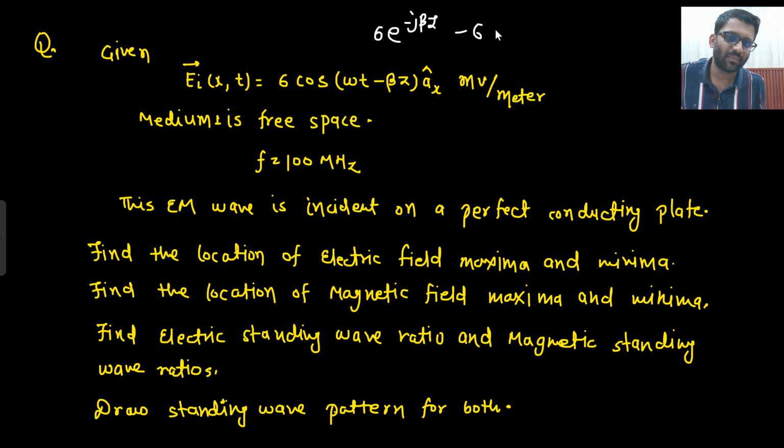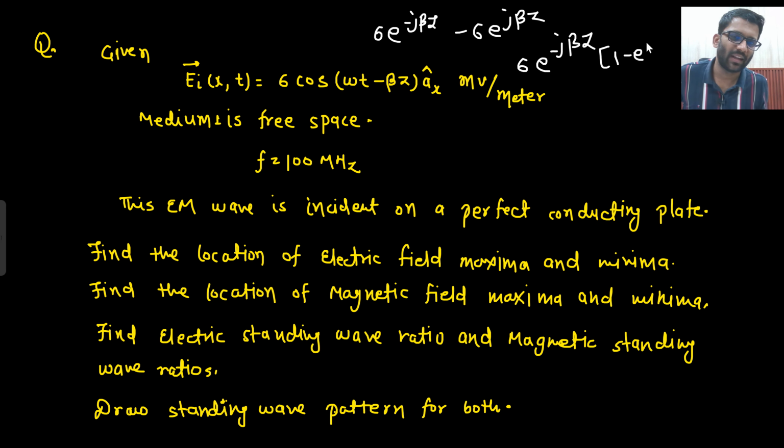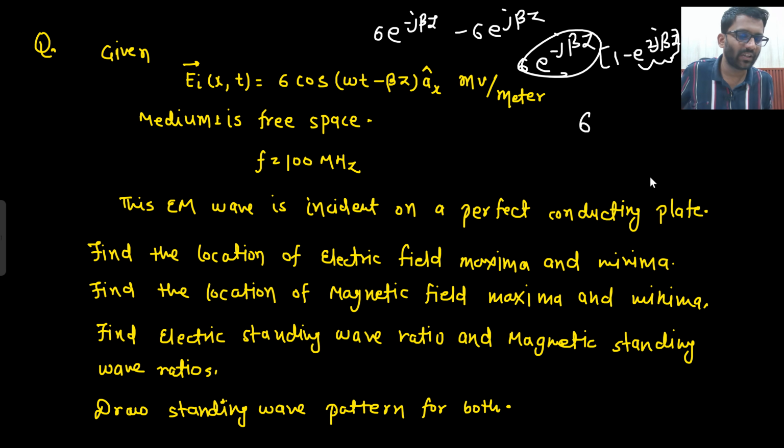Then I know it would be minus 6 e to the power plus j beta z. Why plus j beta z? Because the direction will change; now the wave is propagating in the minus z direction. Then I would take 6 common, and here I will have 2 beta z, and from there I will do the analysis. This will give me magnitude 6. If I need the maximum value, this will give me minus 1.